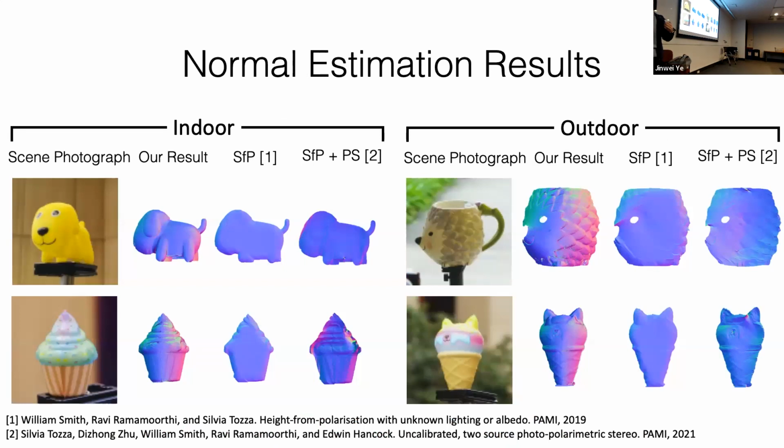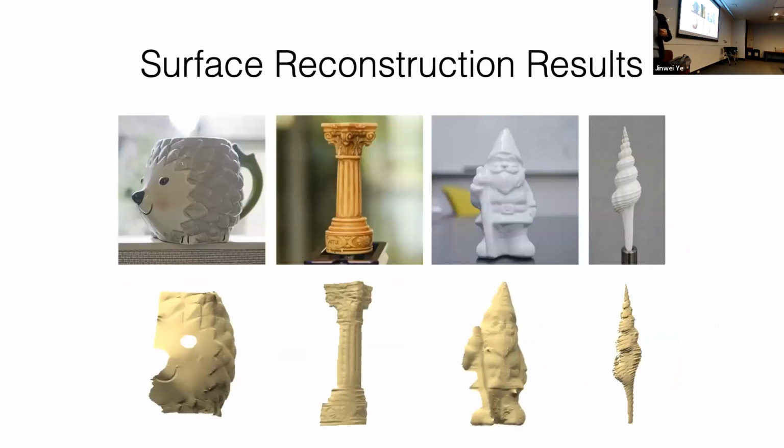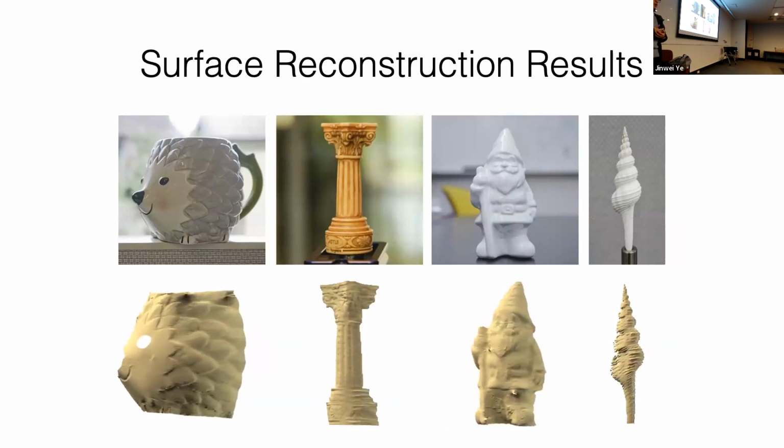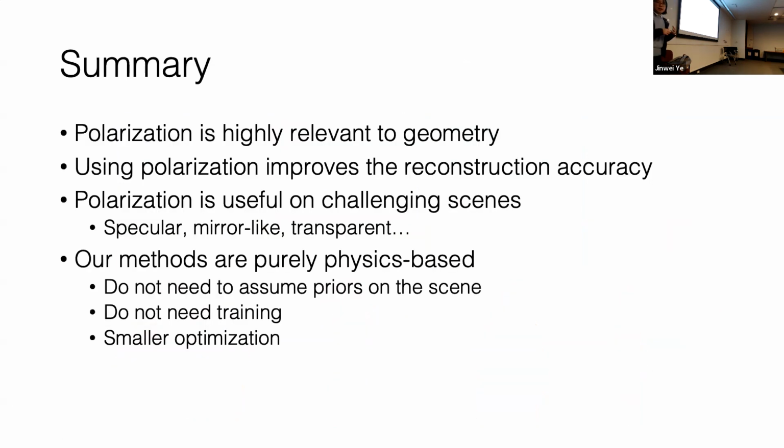Okay, then we show some normal reconstruction results, and also we integrate the normal for surface reconstruction. So the message that I want to give you is that polarization is highly relevant to geometry, especially the angle of polarization. And using the polarization information can help with high accuracy 3D reconstruction.